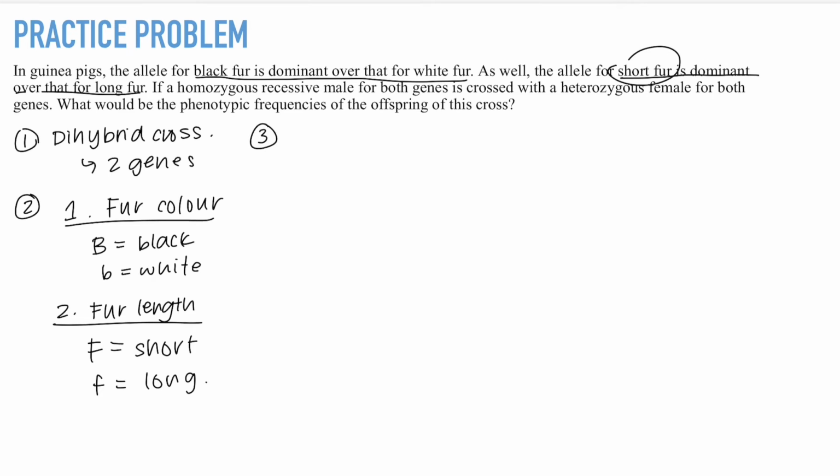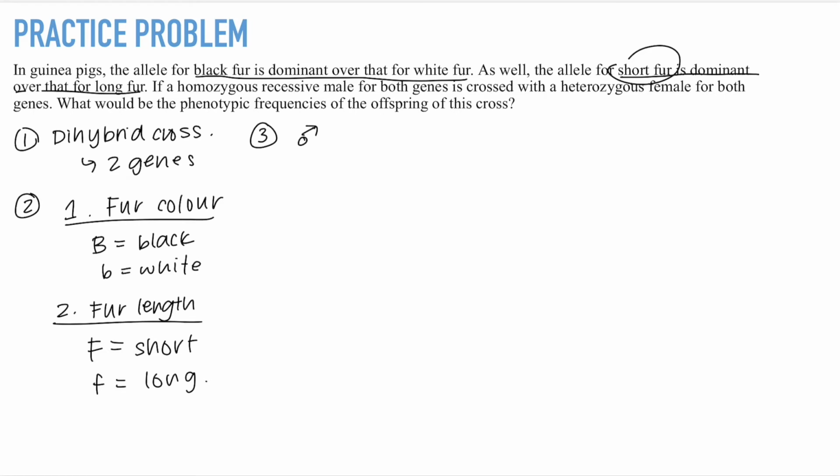The third step is to figure out the genotypes of the parents. For the male parent, we have a homozygous recessive for both genes, and so their genotype will be little b, little b, little f, little f. For the female parent, we will have a heterozygous for both genes. Their genotype will be big B, little b, big F, little f.